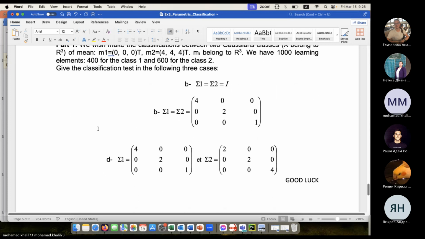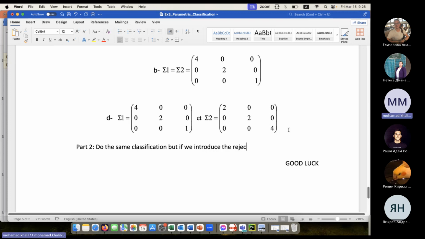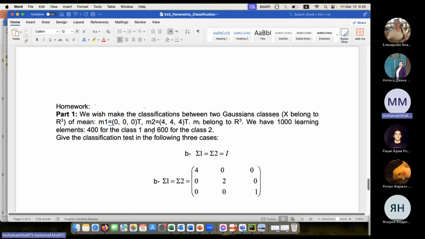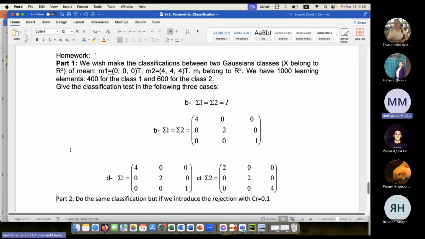Part 2: do the same classification, but if we introduce the rejection with CR equal 0.1. You have to do the same thing as in part 1, okay?